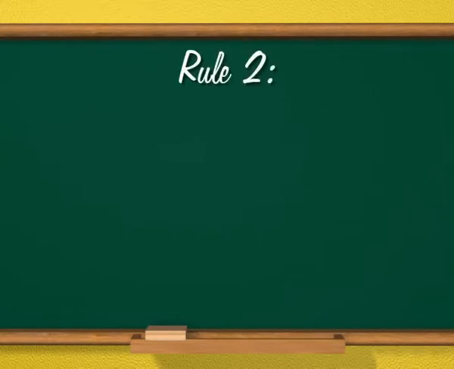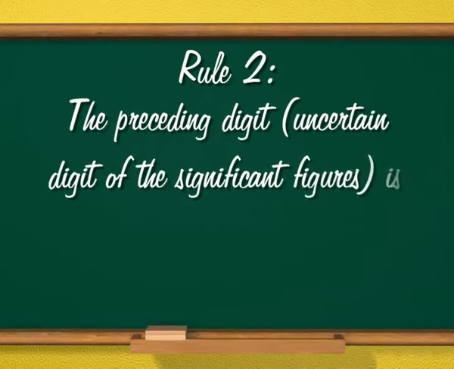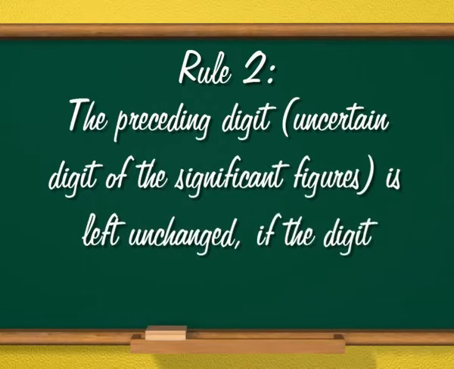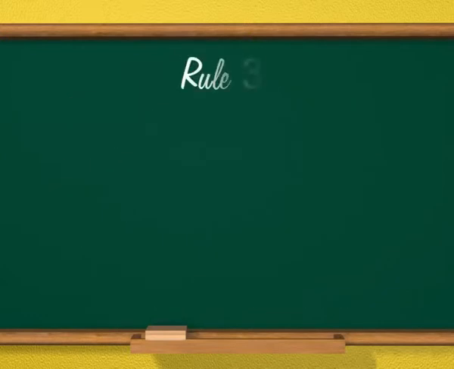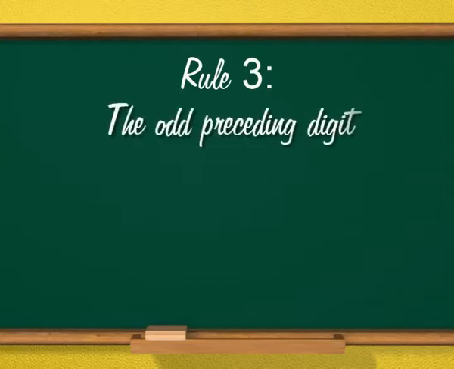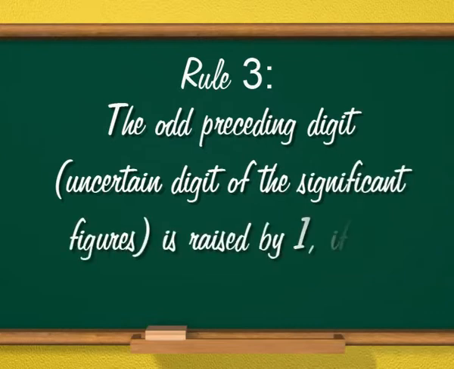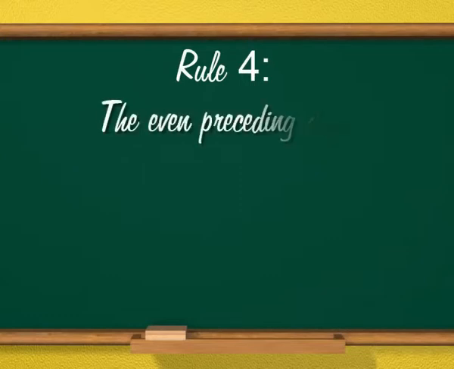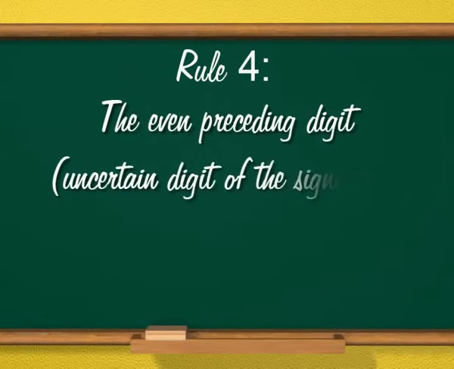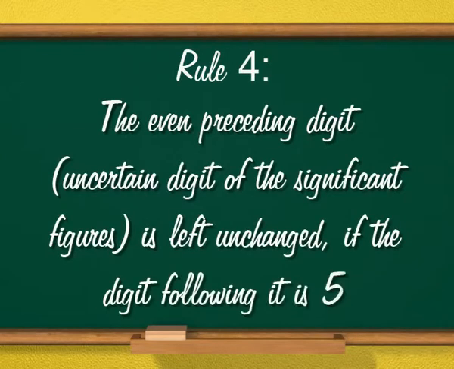Rule 2 is the preceding digit, that is, the uncertain digit of the significant figures, is left unchanged if the digit following it is less than 5. Rule 3 is the odd preceding digit, that is, the uncertain digit of the significant figures, is raised by 1 if the digit following it is 5. According to rule 4, the even preceding digit is left unchanged if the digit following it is 5.